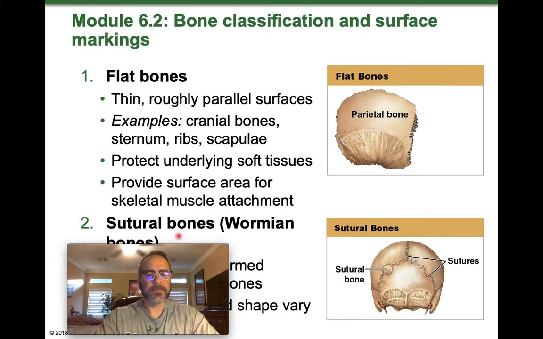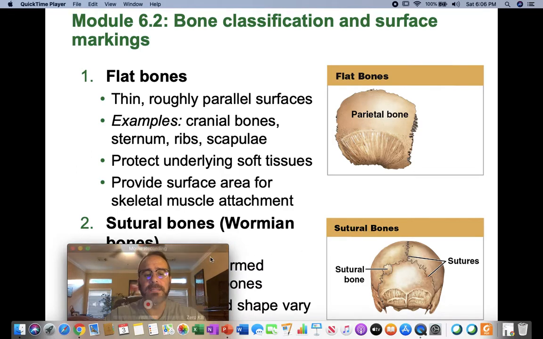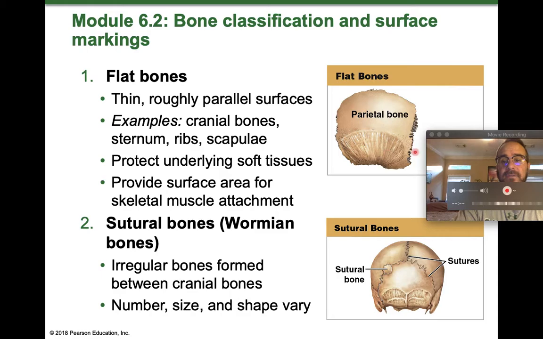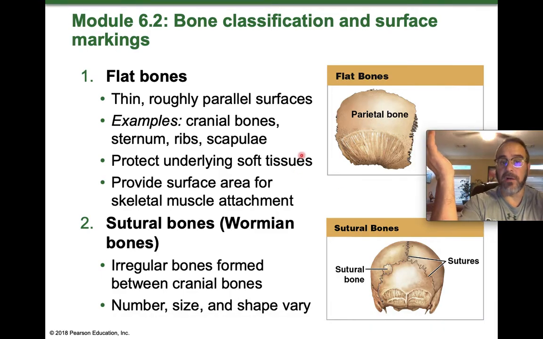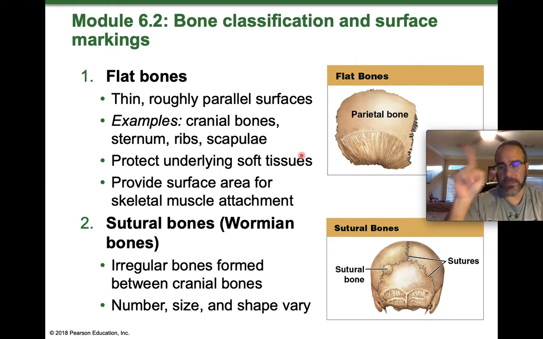So let's talk about flat bones. The example that I gave you, as I said before, is going to be the bones of the skull, right? They're going to be thin. They're going to have roughly parallel surfaces. I mean, they can have a little bit of a curvature to them. Examples of flat bones. Yes, you need to know.